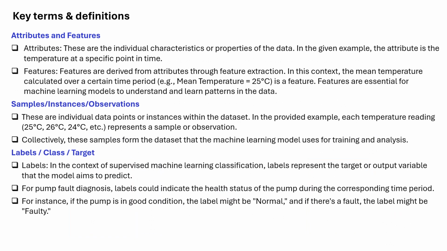Let's start with attributes. Think of them as the unique characteristics or properties of our data. In our case, it's the temperature at a specific point in time. Each temperature reading, like 25 degrees Celsius or 26 degrees Celsius, is an attribute. Now, let's talk about features. These are born from attributes through something we call feature extraction. Picture this: we calculate the mean temperature over a certain time period, say, the average being 25 degrees Celsius. That average is now a feature, crucial for machine learning models to grasp and learn patterns in the data.